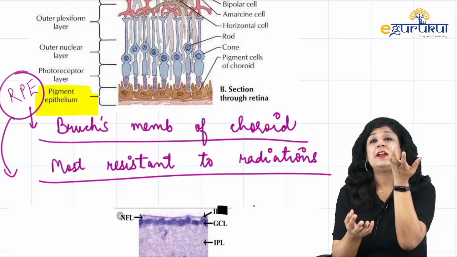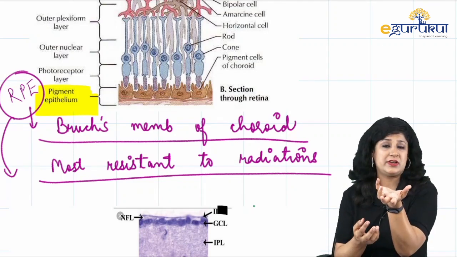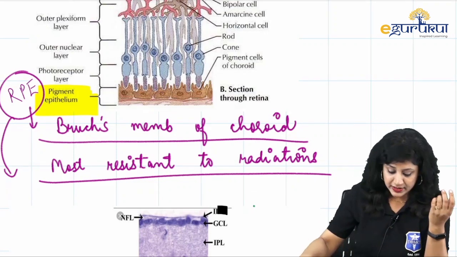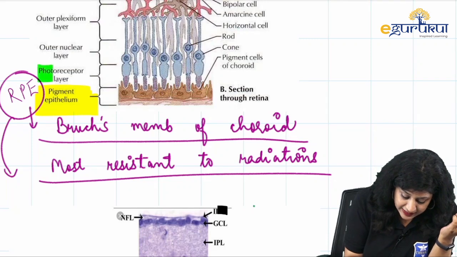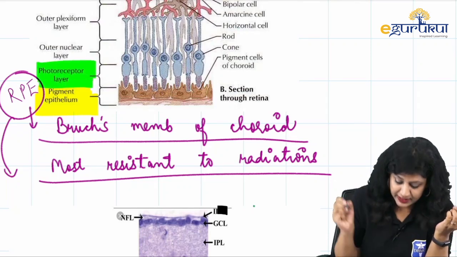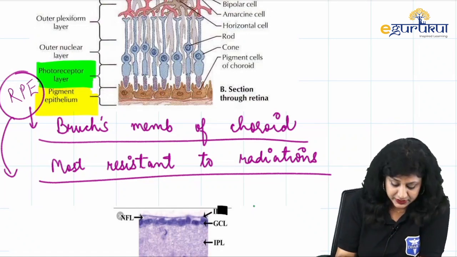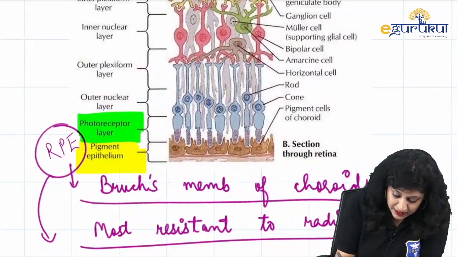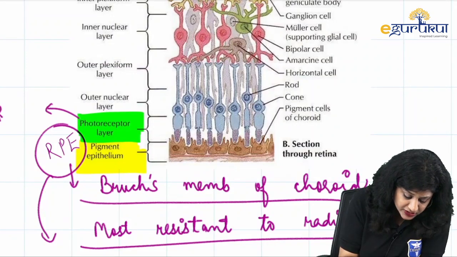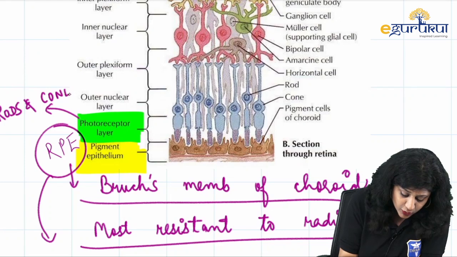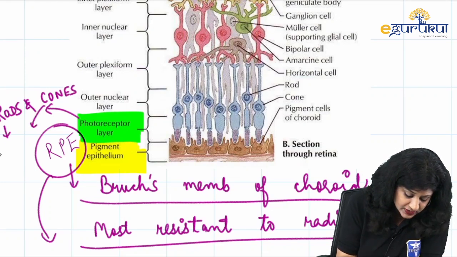Now, if I talk about this neurosensory retina, it starts from the layer of the photoreceptors. What do you mean by photoreceptors? Photoreceptors means the rods as well as the cones. We have the rods and cones, and you know that these rods and cones are the first order neurons.